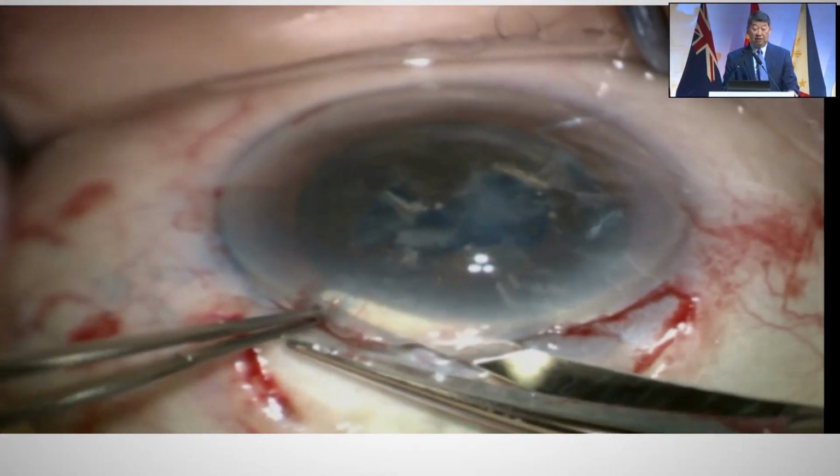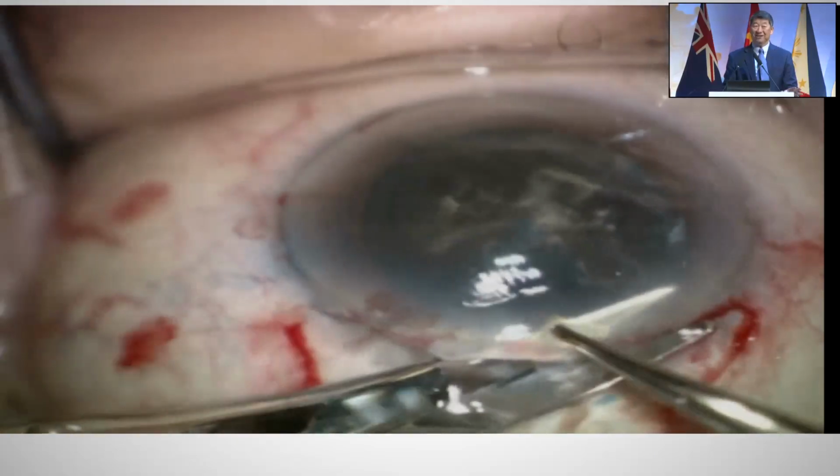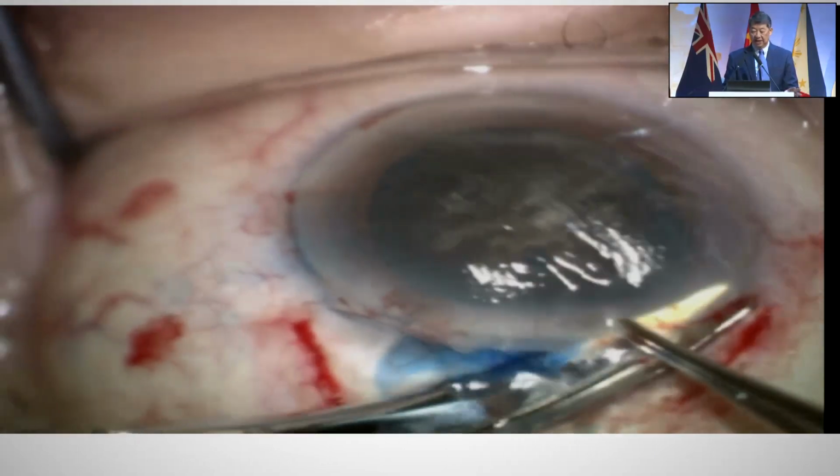If you're really confident in SICS, you can do that, but this is not the time to practice it or learn it when you have this kind of giant lens. And why do I say that?